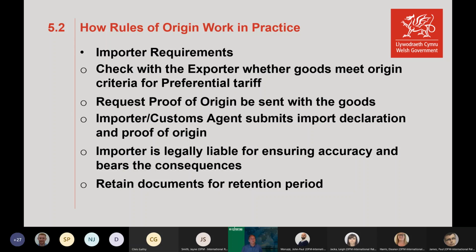If you're importing, you need to check with the exporter whether the goods meet the origin criteria for any preferential tariff. Request proof of origin to be sent with the goods and in advance, and hold it in your records. Your customs agent will submit the import declaration and the proof of origin to customs. They will decide if it's accepted and if the preferential rates can be applied. Note that the importer is legally liable for ensuring the accuracy, and you bear the consequences if it's not accurate. Just saying you've got a supplier's declaration is not enough. You need to be reasonably certain it is accurate, or it could fall back on you. And then you need to retain the documentation for the retention period, which I think is something like six years.